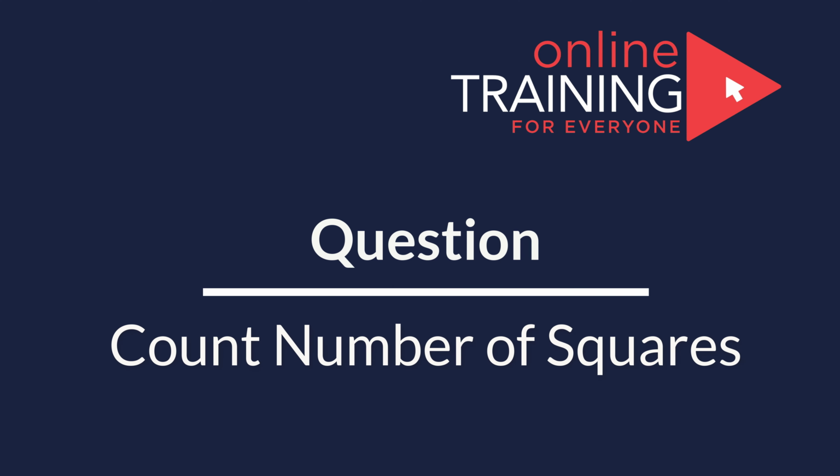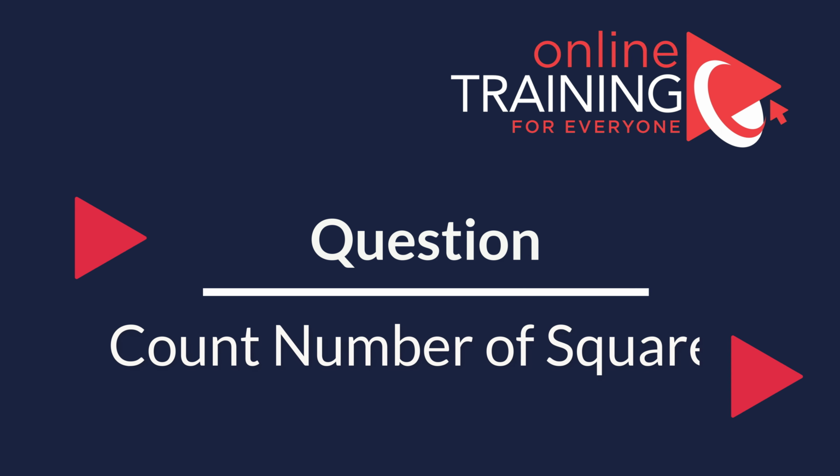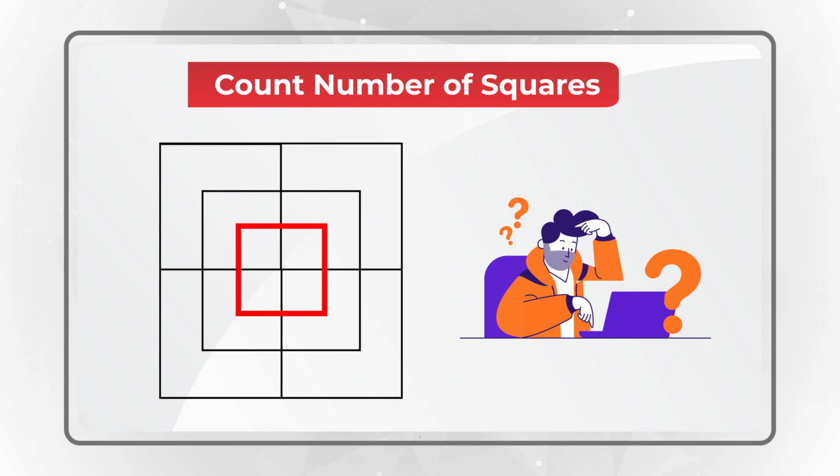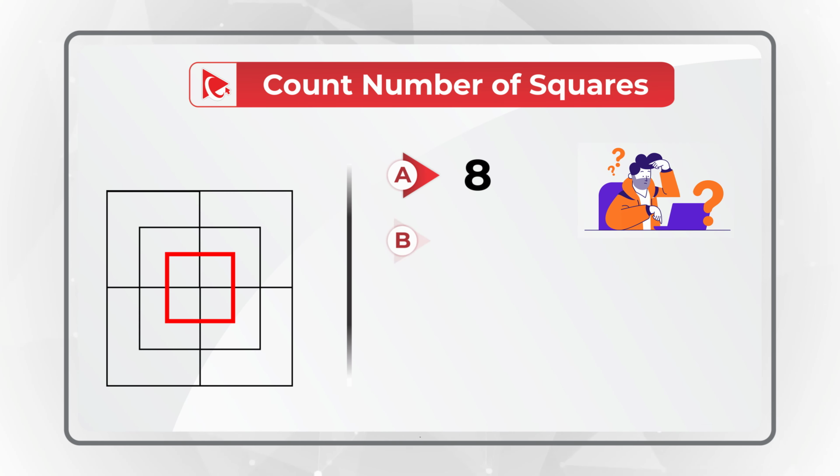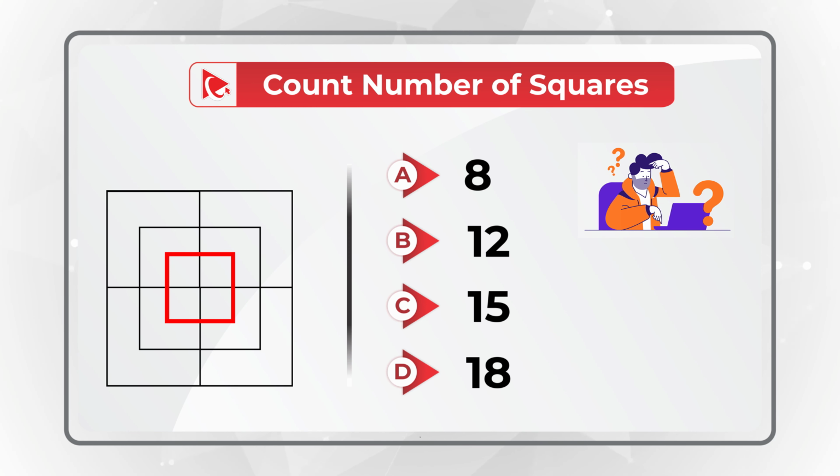Here's one of my favorite questions, where you need to count number of squares presented in the shape. You have 4 different choices. Choice A, 8. Choice B, 12. Choice C, 15 squares. And choice D, 18 squares.